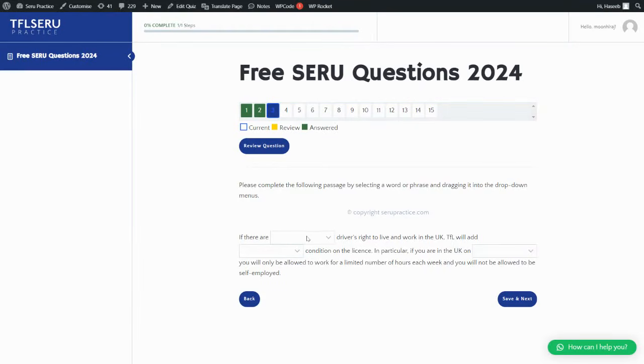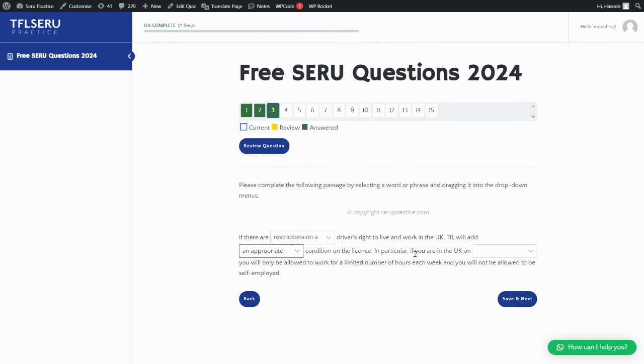So in respect to that, if there are restrictions on our driver's right to live and work in the UK, because the word driver is starting with the alphabet D, which is a consonant, not a vowel, TfL will add a appropriate or an appropriate. Of course, because the word appropriate is starting with a vowel as discussed just now, therefore before it, we will use an. Condition on the license. TfL will add an appropriate condition on the license.